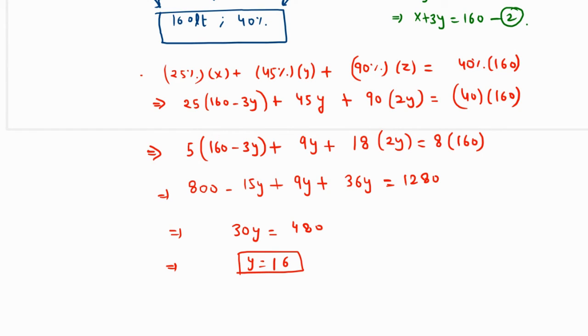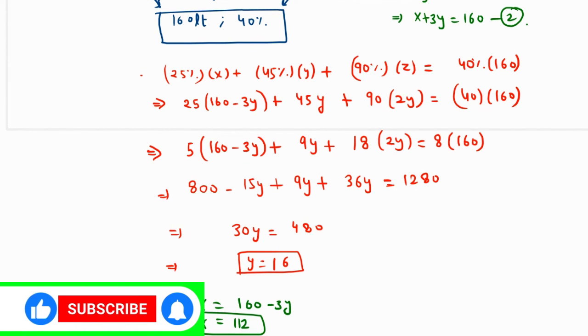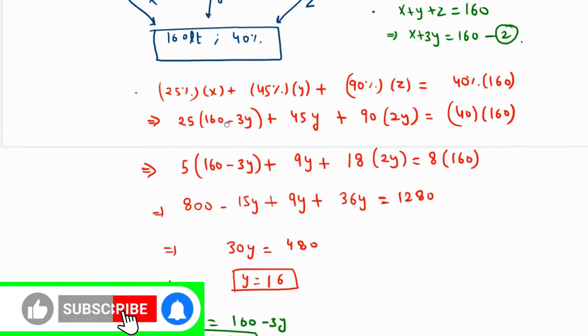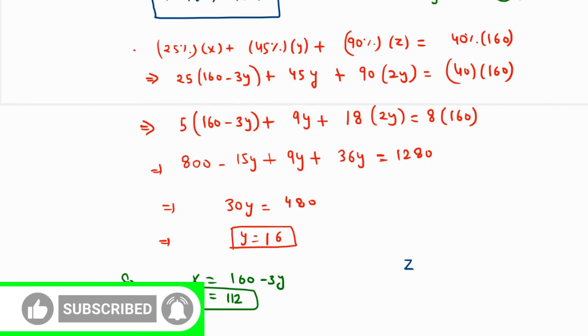So if y is 16, then from here we can get the value of x. The value of x comes out as 160 minus 3 times y. So 16 times 3 is 48, so that is 160 minus 48, which is 112. So the value of x comes out as 112. And likewise, the value of z comes out, from equation 1, as 2 times y. So the value of z is 32 liters.